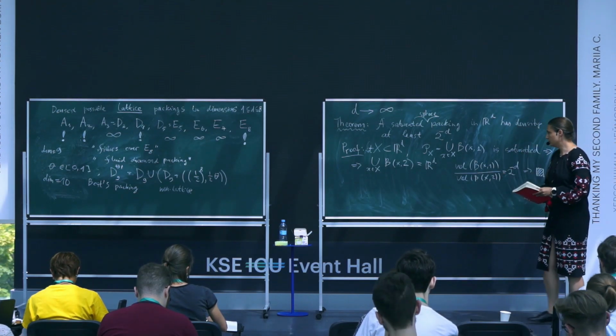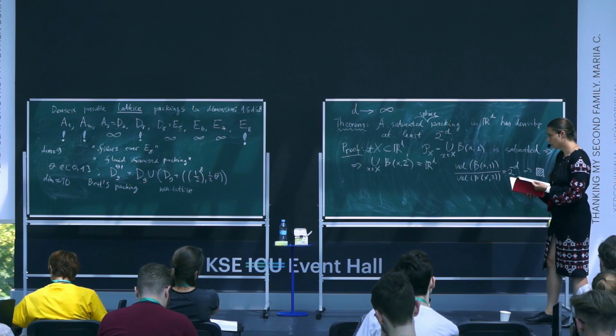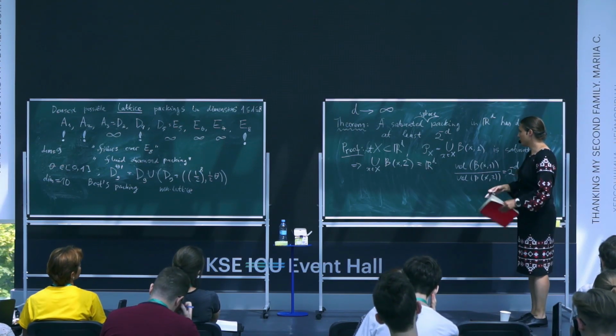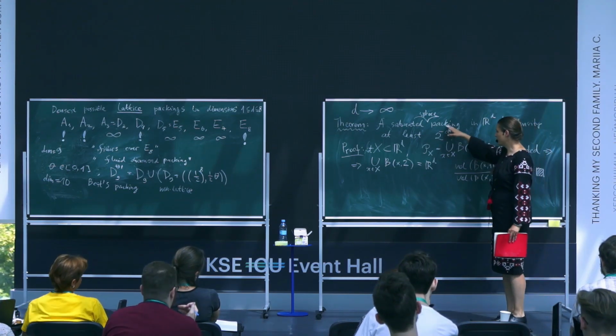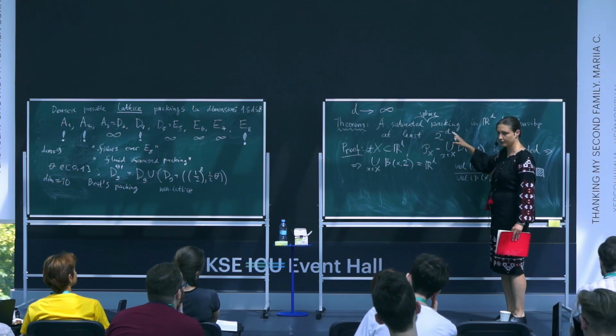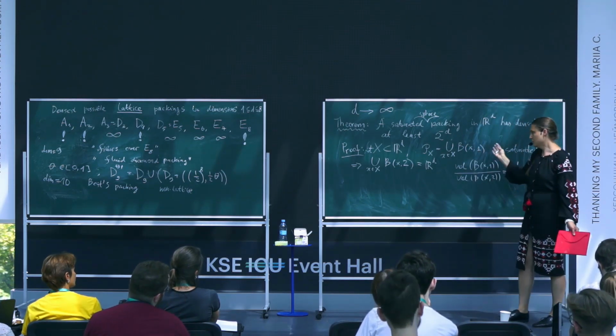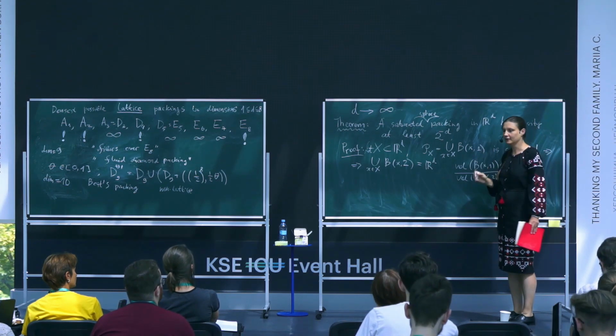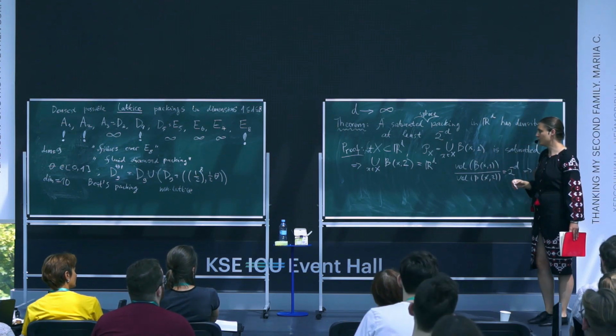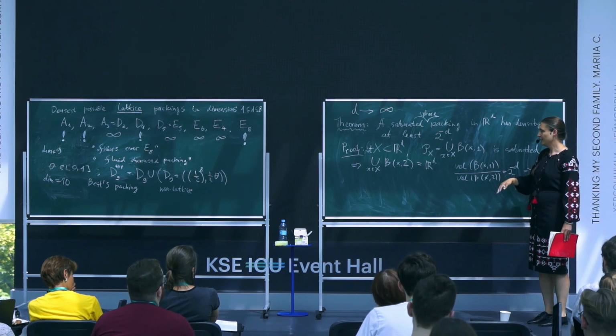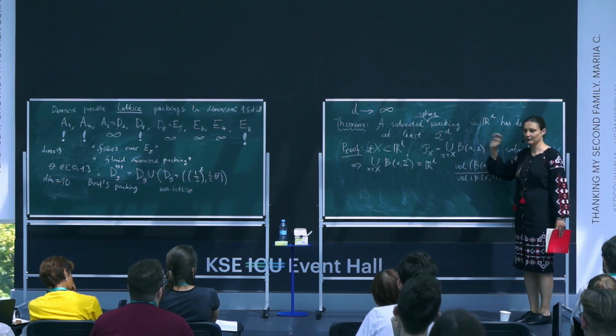Okay, so we know that at least 2 to the minus D is something we can achieve. And now the question is, can we do better? It turns out that what we can do better is depressingly little.